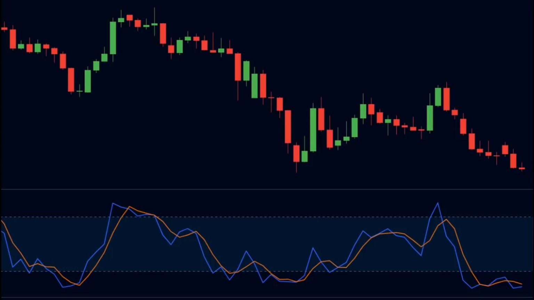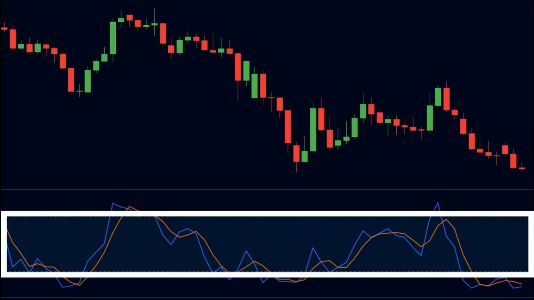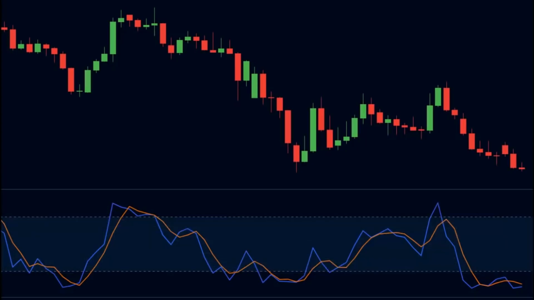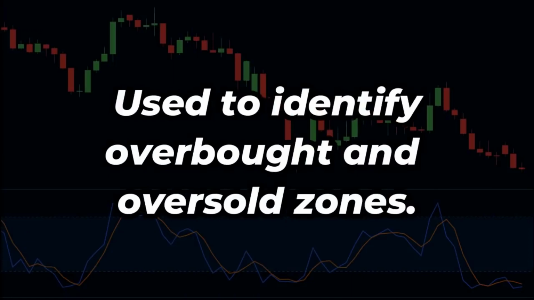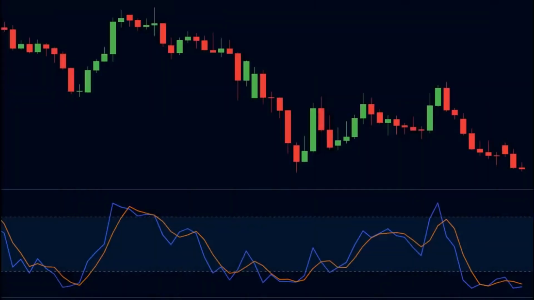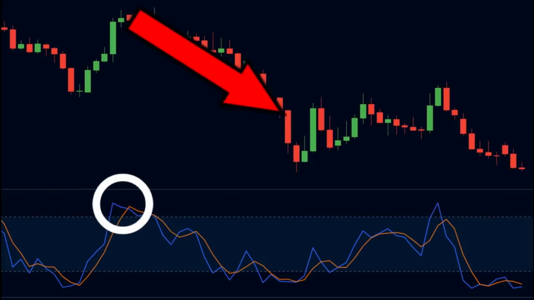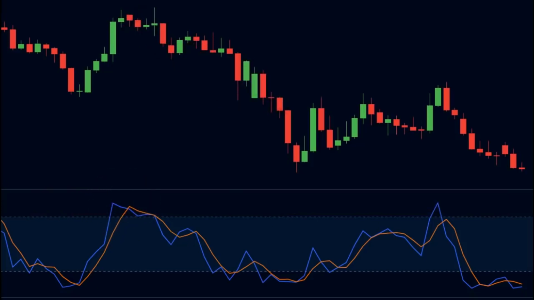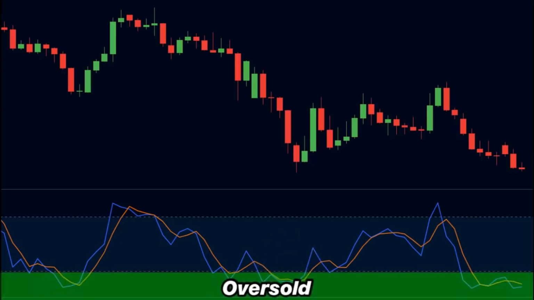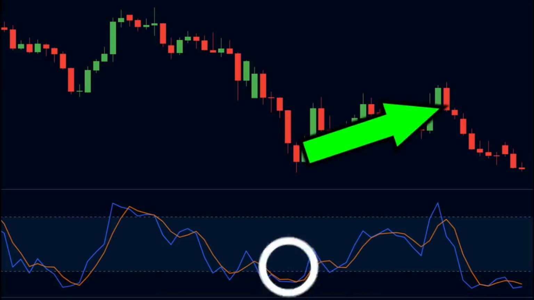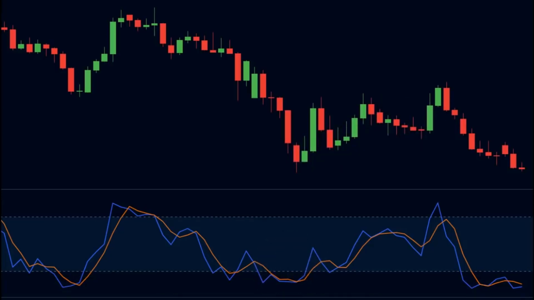Other than these two lines, we have also marked this zone in the middle of the indicator from the 80 level to 20 level. Just like the RSI, the stochastic indicator is also used to identify overbought and oversold zones. When the stochastic goes above the 80 level, it is regarded as an overbought area, and we expect the price to make a short-term down move. Similarly, when the stochastic goes below the 20 level, it is regarded as an oversold territory, and we expect a short-term up move.